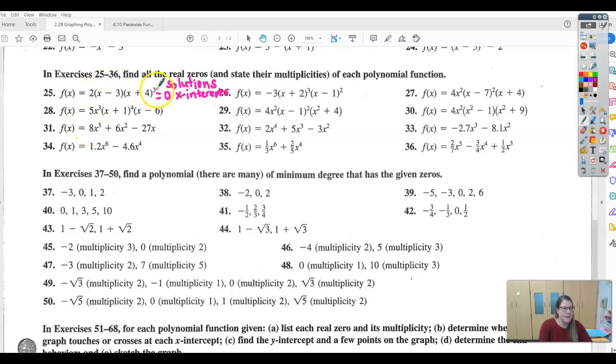So if I were to set this equal to 0 and try to find x values that make each individual factor, so 2 is a factor, x minus 3 is a factor, x plus 4 is a factor, I need to find what would make each of these equal to 0.